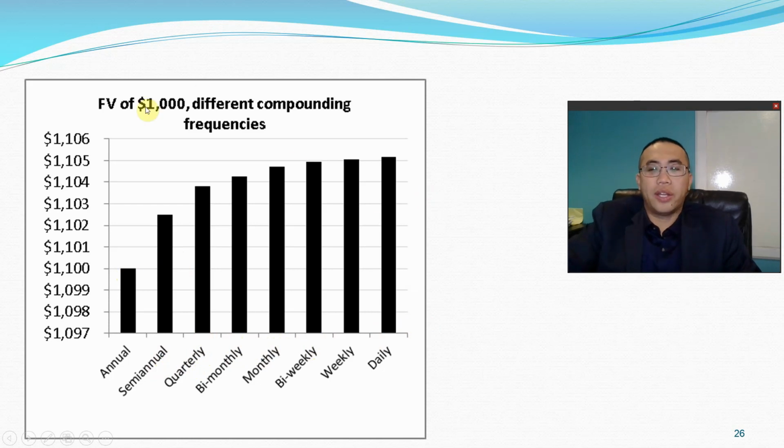So if you have $1,000 and a stated rate of 10%, if it is compounded annually, the ending balance will be $1,100, right? It's 1,000 times 1 plus 10%. But if you increase your compounding frequency from 1 to 2 to 4 to 365, your future value will keep increasing to a higher and higher number. So the bottom line is when the compounding frequency increases, you will end up with more future value given the same present value and the same stated rate.